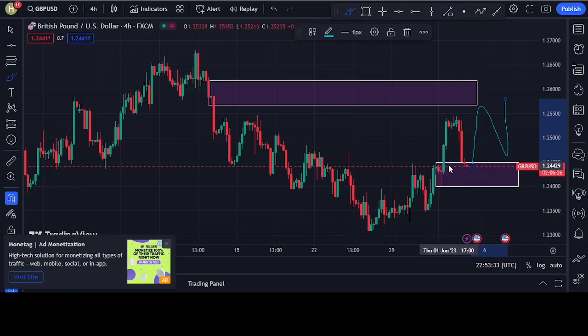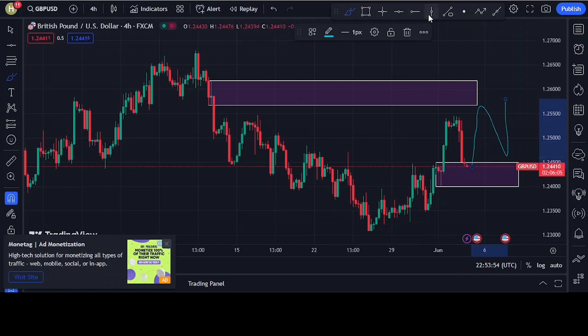But at the moment, does this demand zone obey the 3 golden rules? The first golden rule is that it must create a gap. Did it create a gap? Yes, we can see it created a gap. Rule number 2 says the zone must break a structure. Did this break a structure?